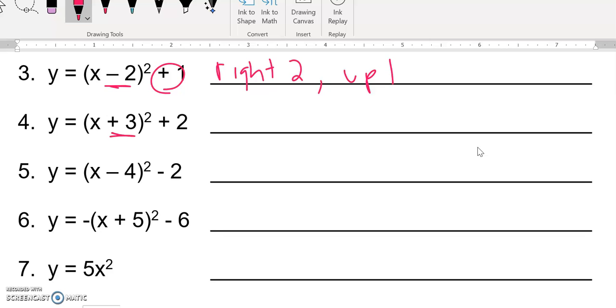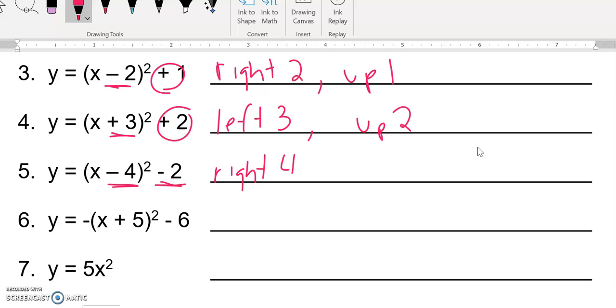Here, this is left 3, up 2. Outside of the parentheses, you're up or down. Right 4. Down 2. And if you plot your vertex, so if you take your parent function and you move your vertex right 4 and down 2, and everything else follows, that's how you would transform your quadratic equations.